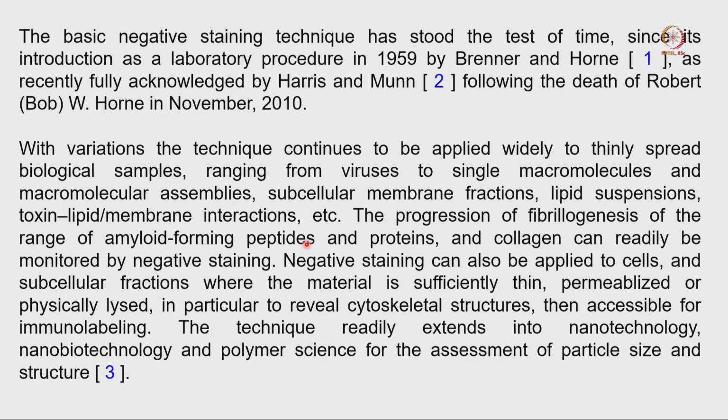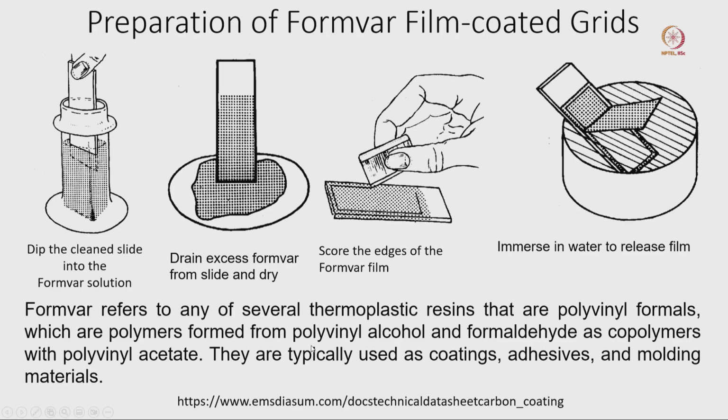So let us come back here and take a look at how we should use this negative staining technique. Before that, we want to discuss a little bit about how we can do the carbon coating in our laboratory, and that will help us go to the next step, and we can make those carbon coated grids in our laboratory. In this particular slide, we are trying to show you the preparation of the Formvar film coated grid. So, what is that Formvar film coated grid?